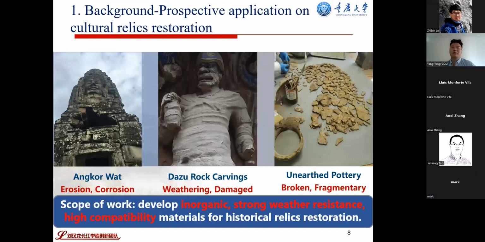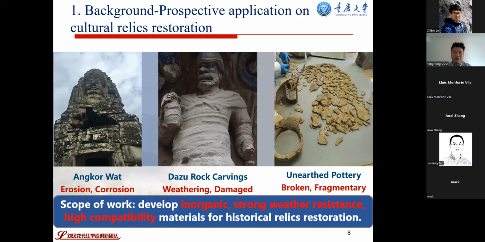Now I move to my prospective applications on cultural heritage using our bio-cement. The first is ancient walls. They get destroyed by erosion and corrosion, like salt attack or acid erosion. The second one is from my hometown, the Dazu rock carvings. The rock carvings get weathered and damaged. The last is unearthed pottery. As it has been buried in the earth for a very long time, it got broken and fragmentary.